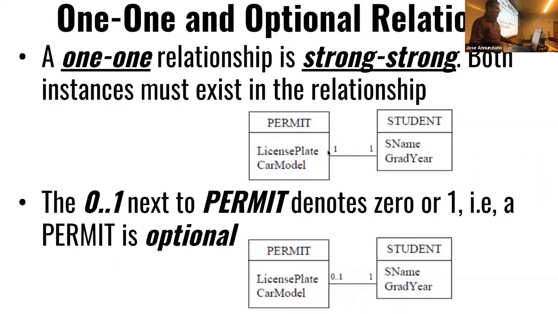There's a 1-to-1 here, saying that one student can have 1 permit. They can park here in the university, right? We can also establish it as a student can optionally have a permit or not. Maybe they didn't pay for the yearly permit, so they can't park in the university, right? So it's optional.